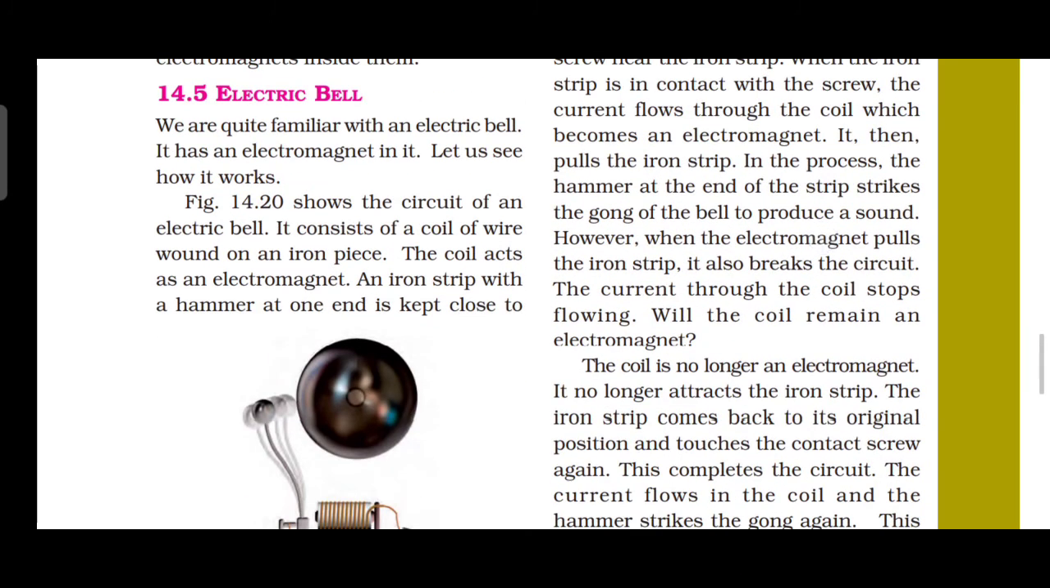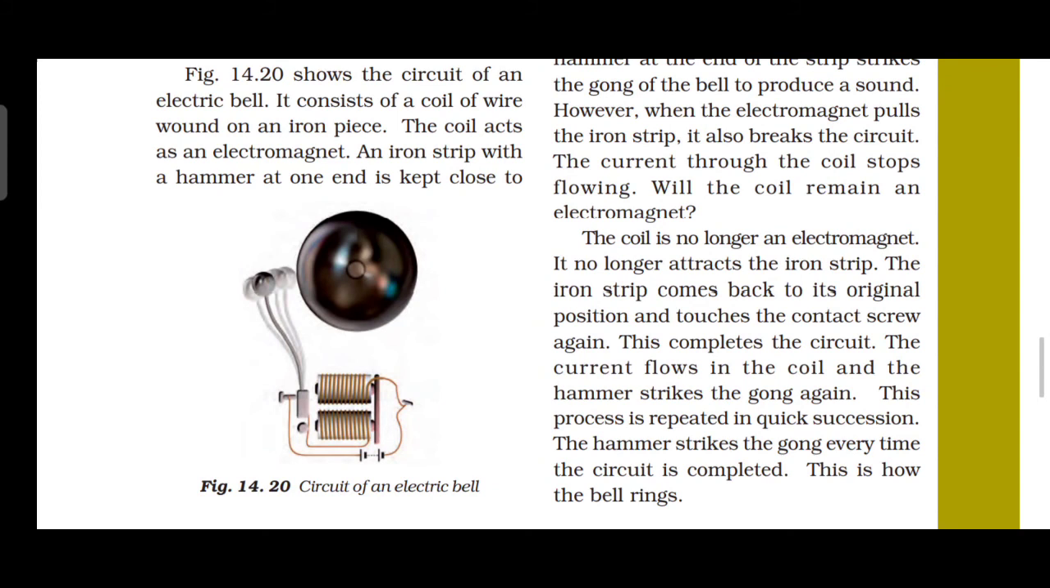Then about the electric bell. We have all seen this bell, right? In some schools they are using this type of electric bell. Here the coil acts as an electromagnet. The circuit of an electric bell consists of what? A coil of wire wound on an iron piece. See the picture? They have used a coil of wire. The coil acts as an electromagnet in this circuit.